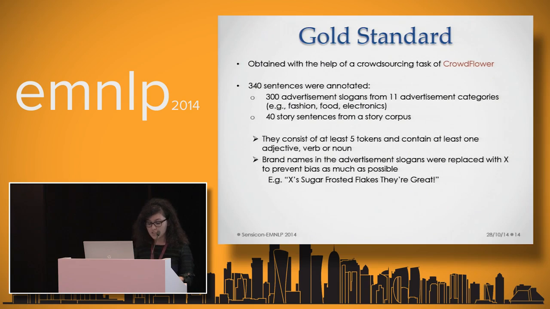The reason behind the selection of story sentences is imagery. Imagery is the vivid and descriptive language which is highly and frequently used in literary work. These sentences to be annotated consist of at least 5 tokens and contain at least one adjective, verb or noun. And we also replace brand names in the advertisement slogans to get rid of bias as much as possible.